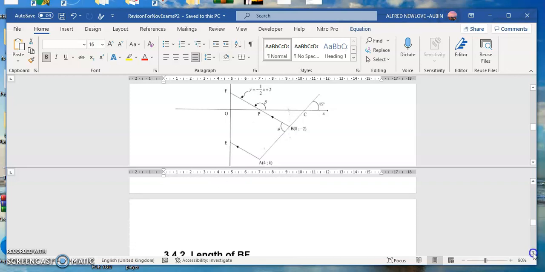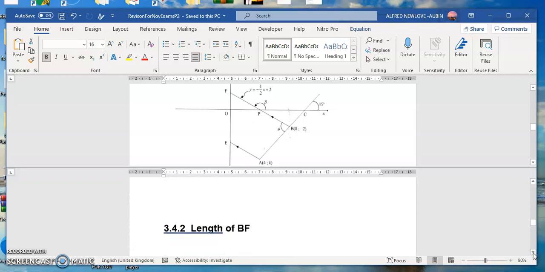Then they want us to find the length of BF. Length of BF, this length from here to here. And what is it going to be? Our F is 0, 2. We can get it from here. This is the y-intercept. For y-intercept, x is equal to 0. So y is 2. You get it from here.